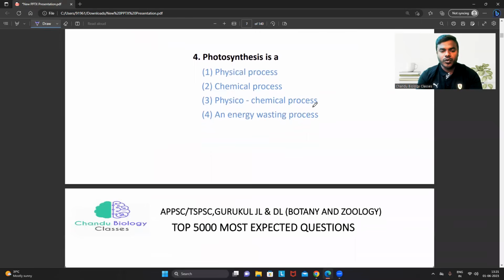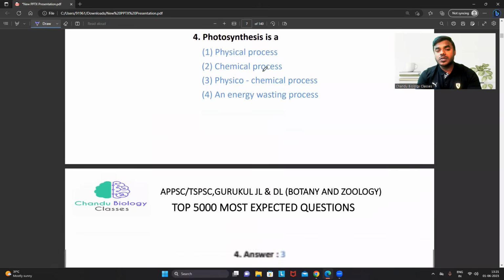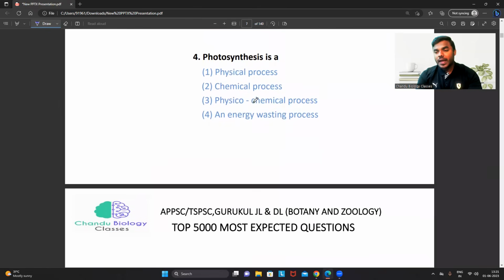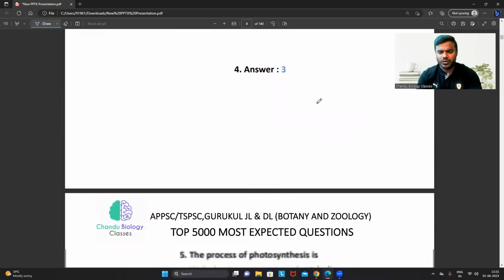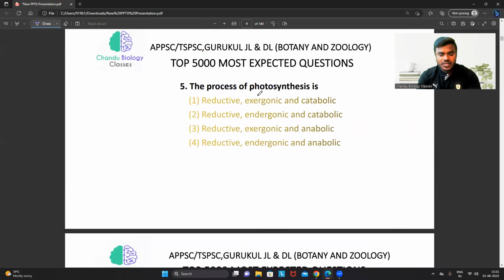Now question number 4 says that photosynthesis, everyone knows, is a combination of a physical process as well as a chemical process, which is a direct and straightforward question. The process of photosynthesis is... this is also a very important question. This morning only, I explained it to all of you, friends. It is a reductive, endergonic, anabolic.